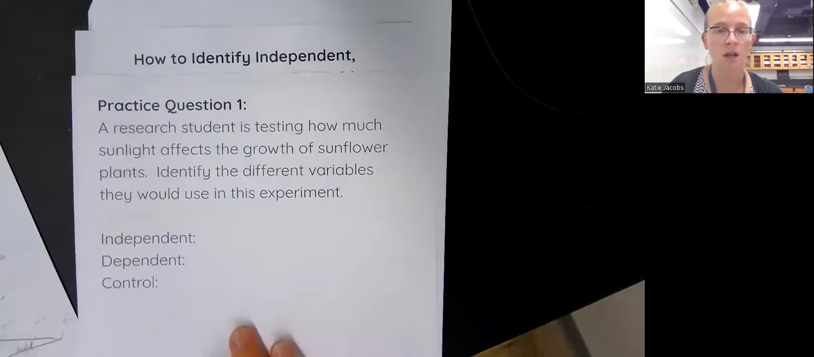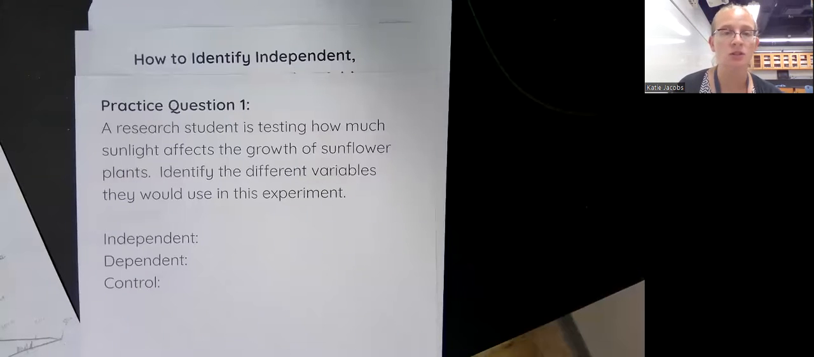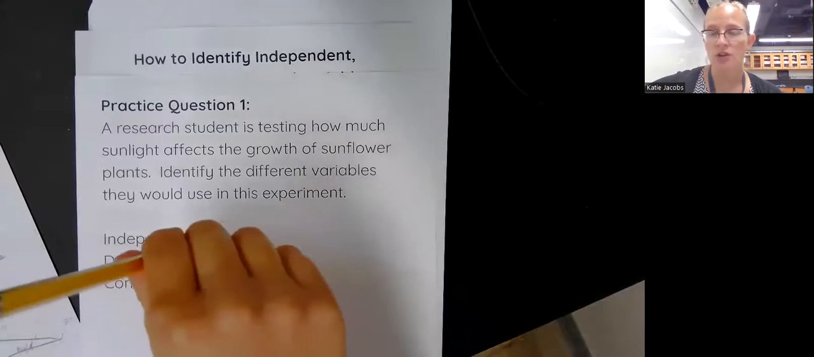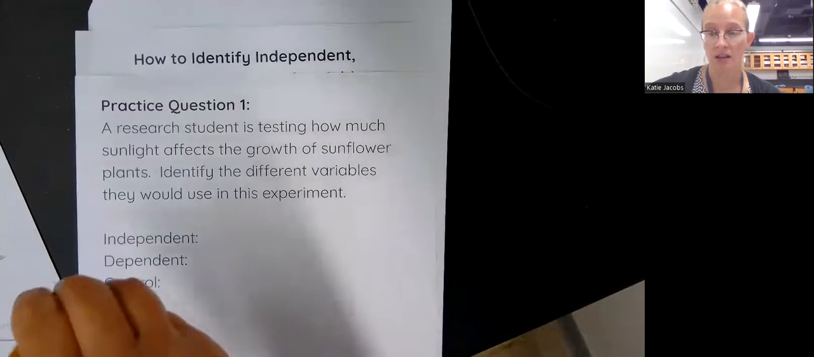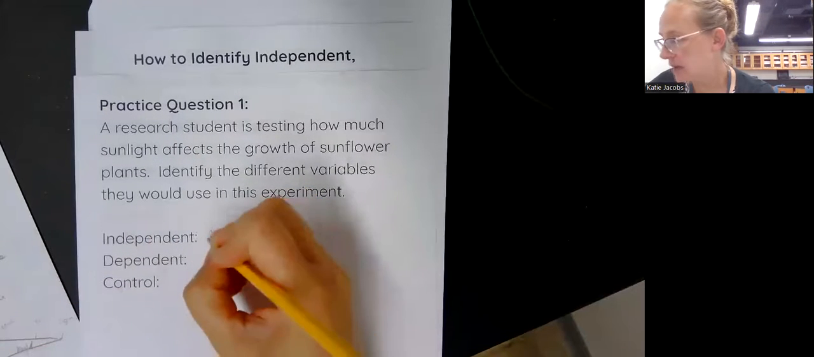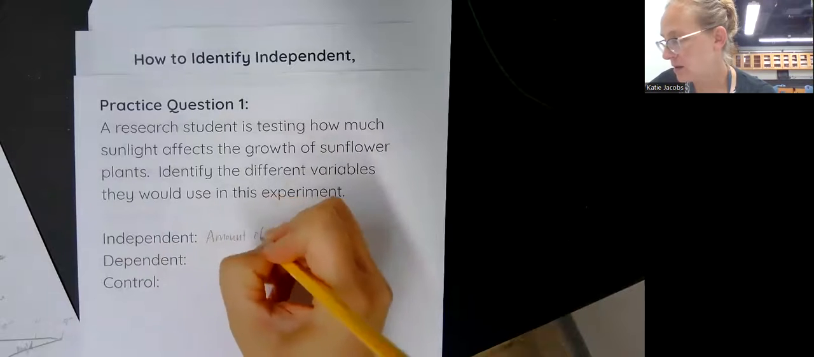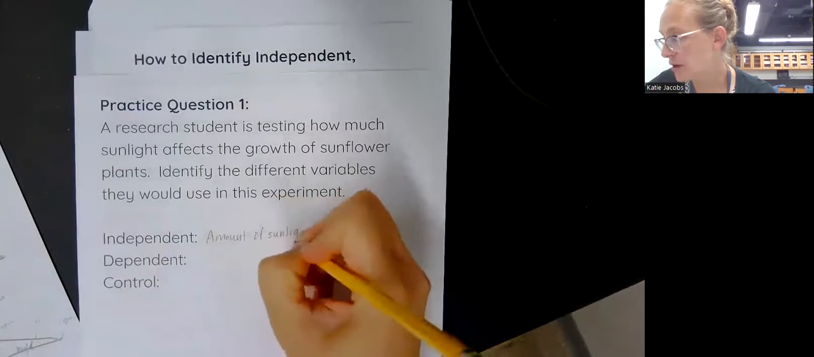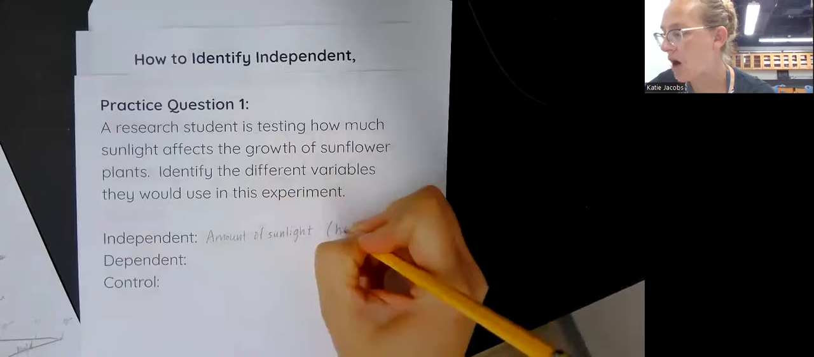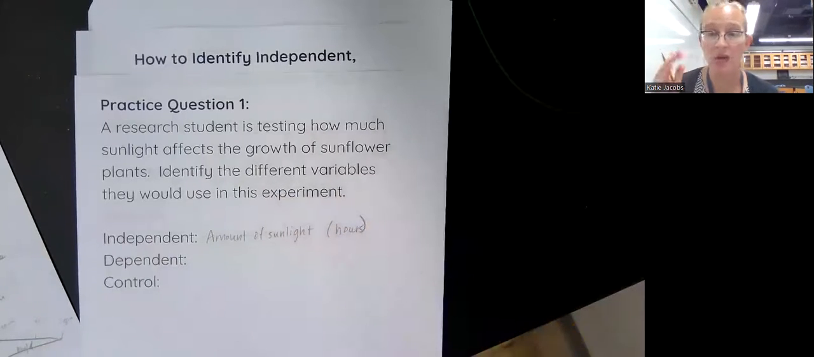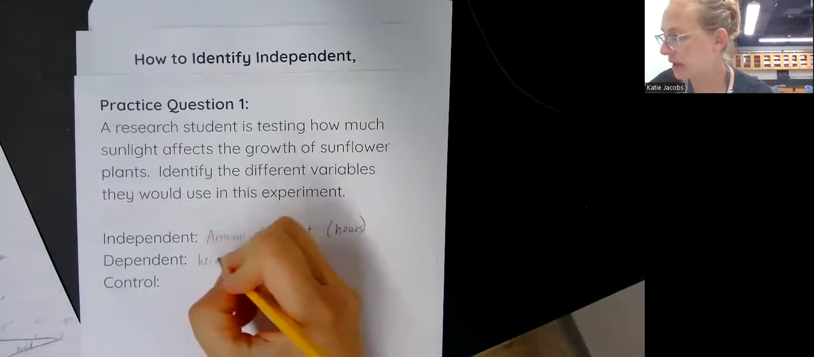Practice question number 1. A research student is testing how much sunlight affects the growth of a sunflower plant. Identify the different variables they would use in this experiment. As a researcher, you can manipulate how much sunlight the plant is getting. So the amount of sunlight is what you are in charge of changing. And probably that would be in hours or minutes or something like that. You could have this plant gets 1 hour of sunlight, this plant gets 2, this plant gets 7.